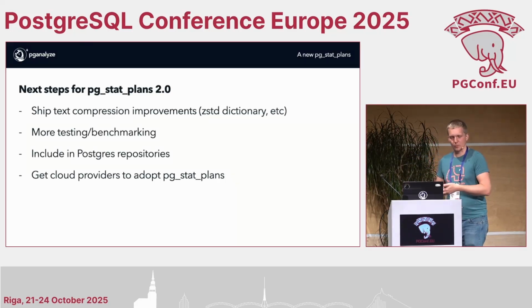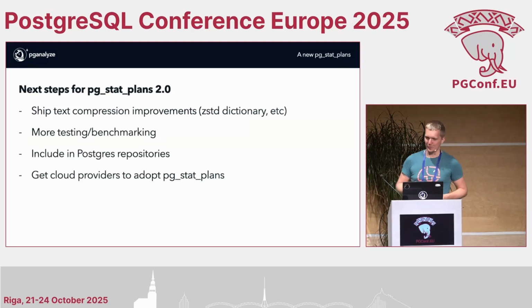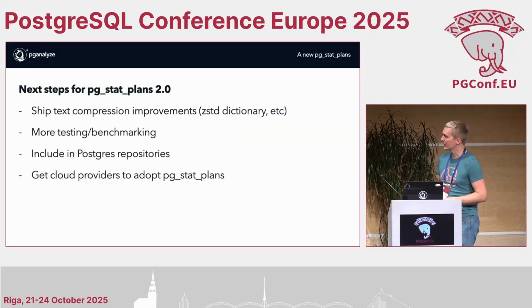For those of you in the room who maintain the Debian or Red Hat packages for Postgres, I'd love to get this in the Postgres repositories. And also for those of you who are either a customer of a cloud provider or you work at a cloud provider's team, I'd love to talk about what it takes to get the extension into different environments.